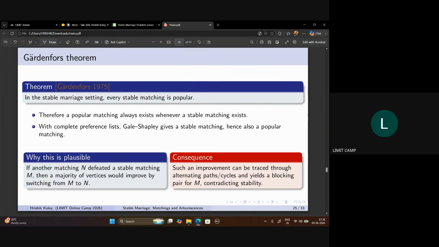So this is the exact theorem by Gärdenfors. It is that in the stable marriage setting, every stable matching is popular. That is to say that the stable matching that Gale-Shapley gives when we have complete preference lists and equal cardinality of both the groups is indeed a popular matching. Question is why this is plausible. Well, if another matching, say n, defeated a stable matching m, then a majority of vertices would improve by switching from m to n.